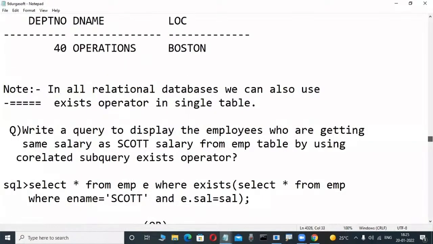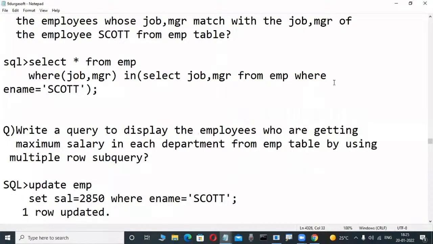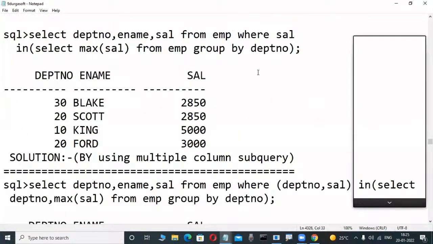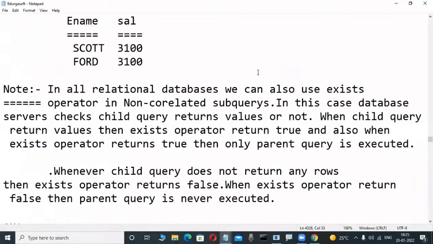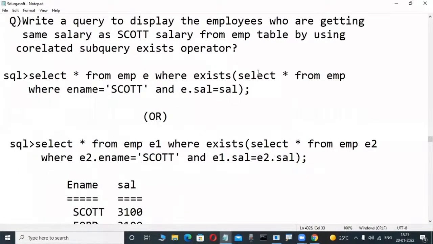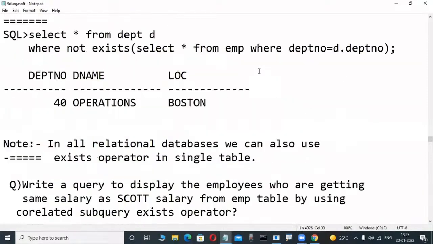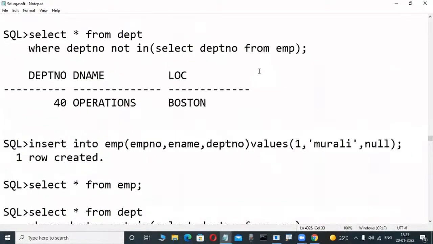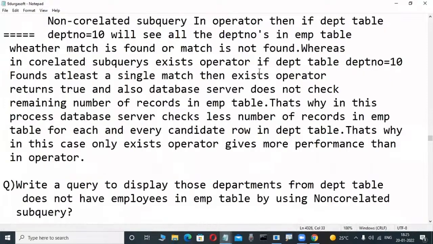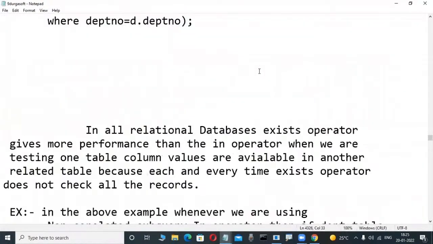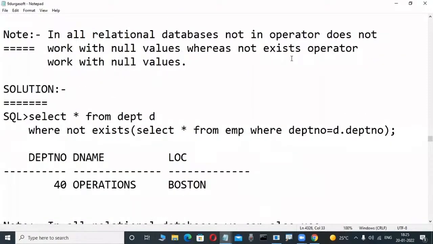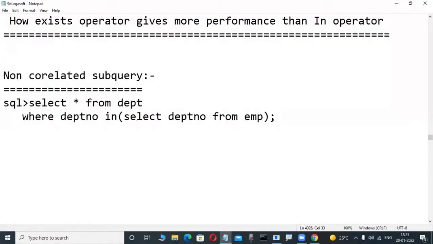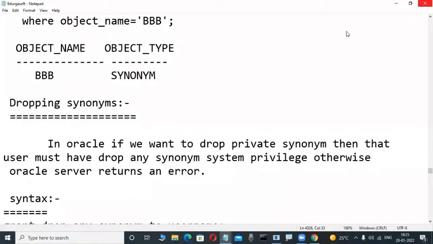Suppose you are attending an interview: display the nth highest salary employee, the second highest salary employee, delete duplicate rows. These types of questions are there, and we learn all of those things in our course. Some queries are there, and these are all things we become familiar with. Don't worry. Then database objects, so many things are there, and we are learning them. These are big concepts.